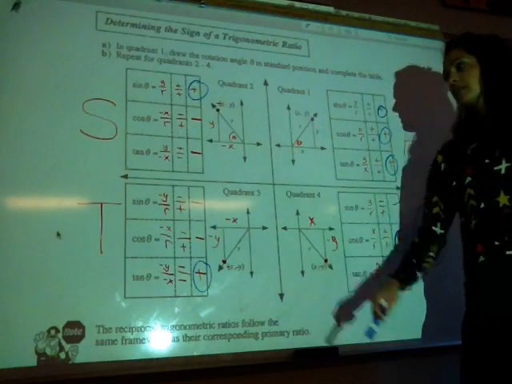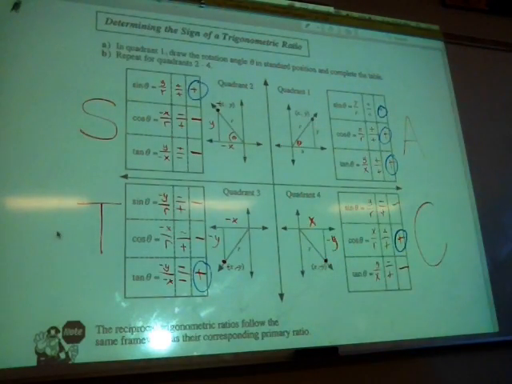Quadrant 2, sine is positive. And quadrant 3, only tangent is positive. Okay, so if you can remember that, it's really going to help for the next type of questions we're going to look at. There's another little thing at the bottom.